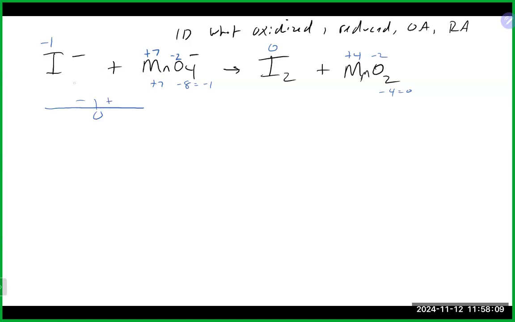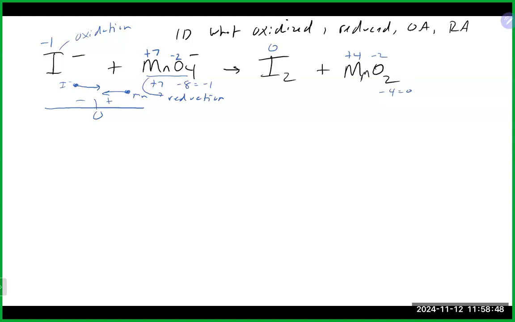Our I⁻ is -1, which is over here, and ending at 0, which means the I⁻ is going towards the positive side, which means this guy is going through oxidation. By default, that would mean that this guy is going through reduction. You could also do the Mn here. The Mn on the left-hand side is +7, which would be like here, and on the right-hand side is +4, which means it's actually moving in that direction, becoming more negative, and thus going through reduction. Question on that?